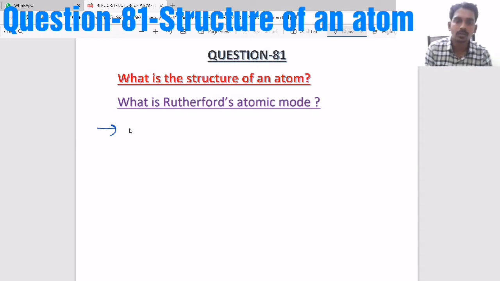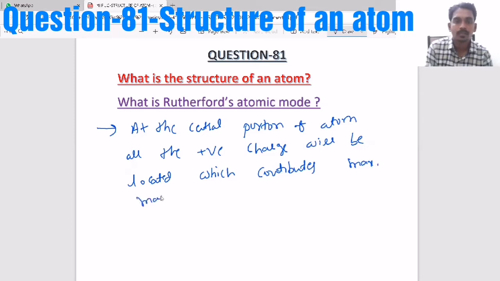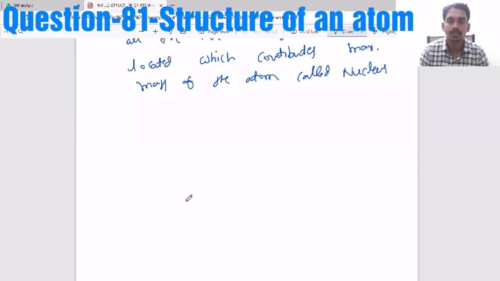The conclusion of the Rutherford atomic model is that at the central portion of the atom, all the positive charge will be located, and it contributes the maximum mass of the atom, called the nucleus. That is the major conclusion by him.